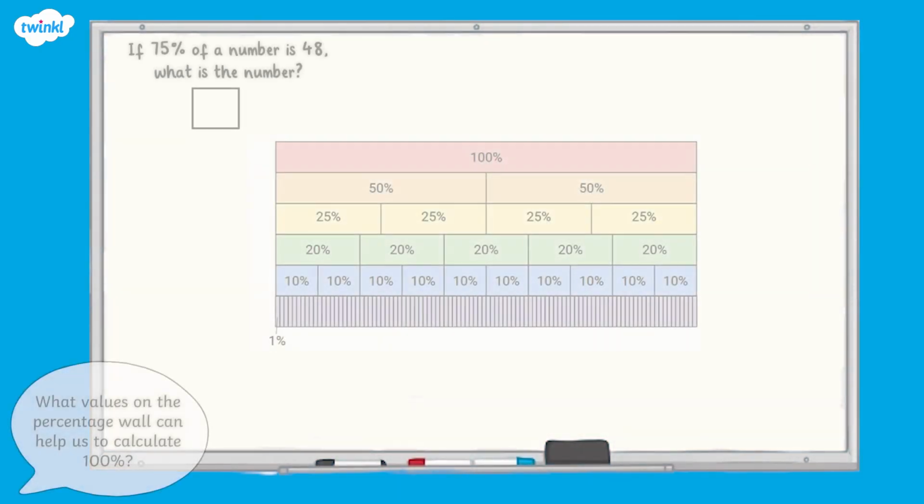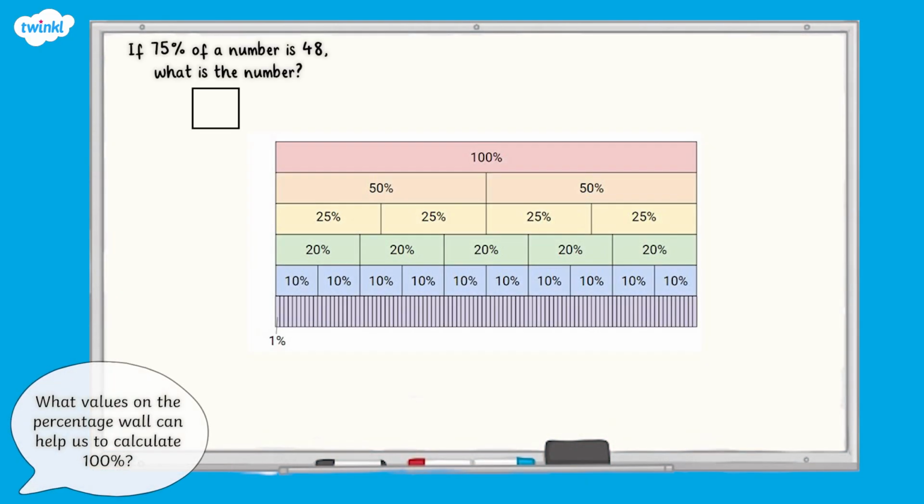Now it's your turn. If 75% of a number is 48, what is 100%? Think about what values in our percentage rule could help and draw a bar model to help you to calculate 100% to find the answer.